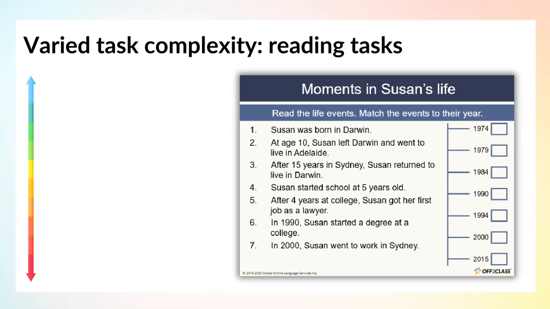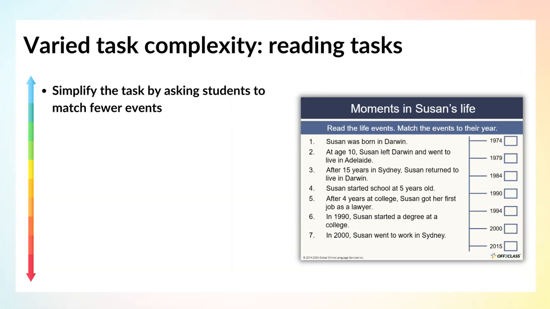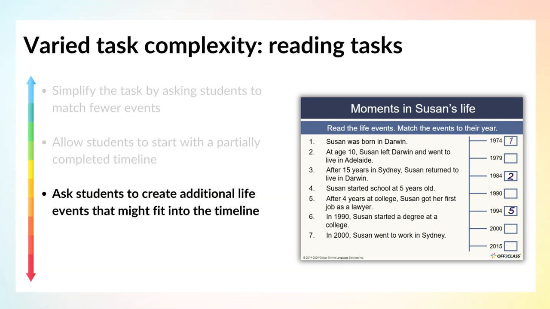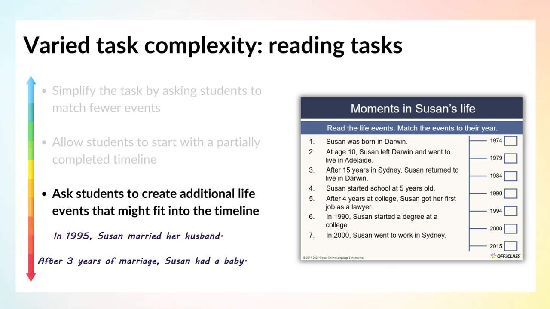You can also adapt the complexity of reading tasks in step-by-step lessons. Simplify this task by asking students to match fewer events to their corresponding dates, allowing them to spend more time and focus on fewer sentences while still maintaining the rigor of the activity. You might also allow students to start with a partially completed timeline. For a more advanced activity, ask students to create additional life events that might fit into the timeline.